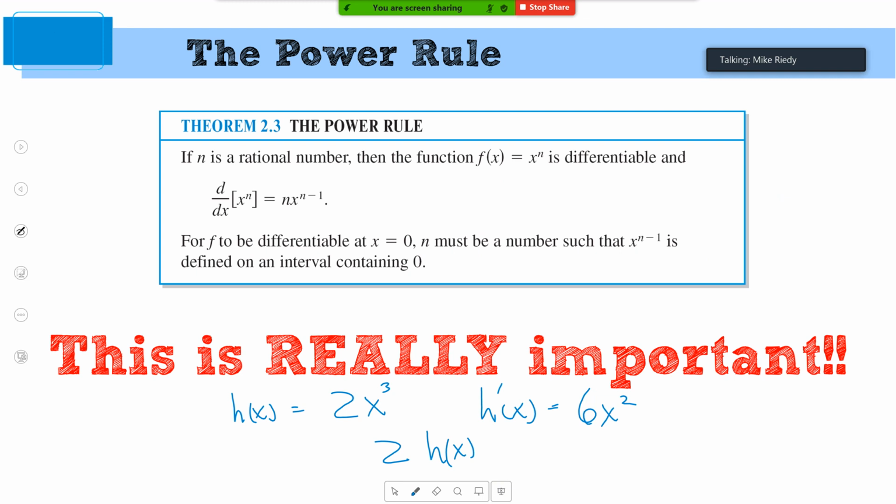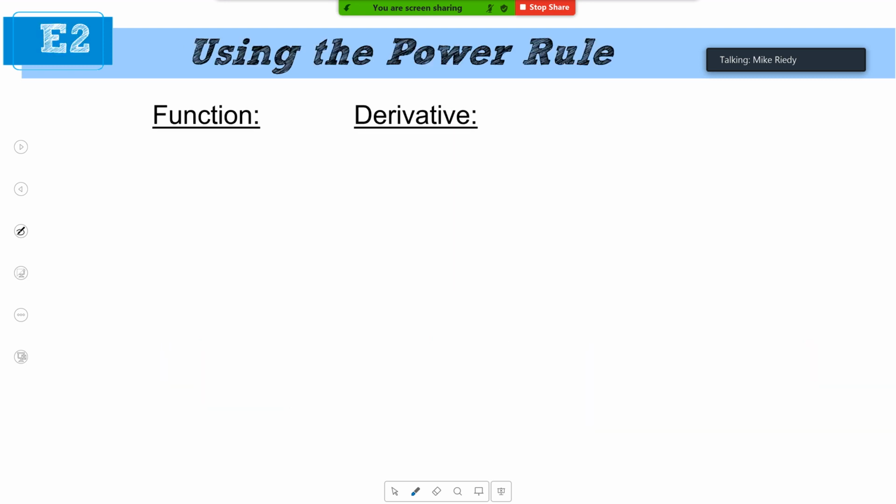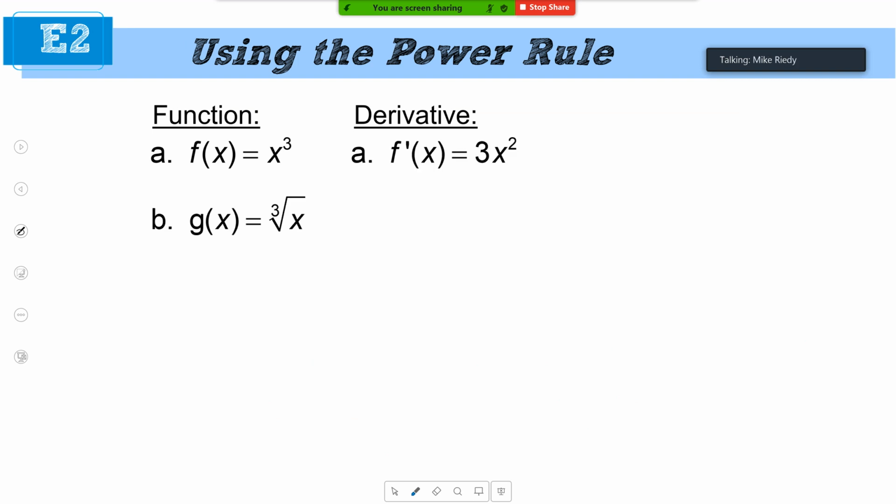In case you didn't see that, this is really important. You're going to do this ad nauseum for the rest of the year. Do you know what that means? Does anybody not know what ad nauseum means? It's Latin. It means until you throw up. Okay, so x cubed, we've done this. Boom, done.